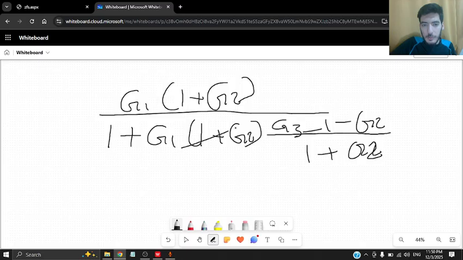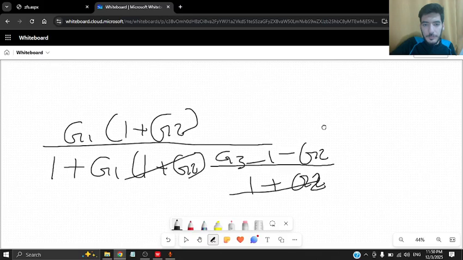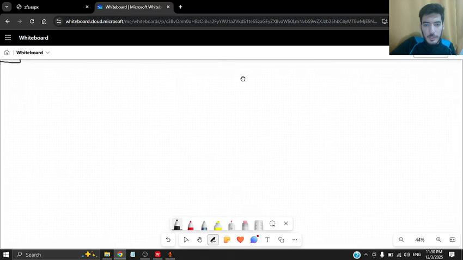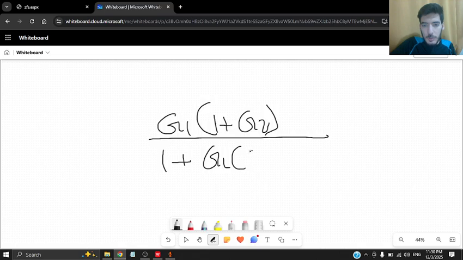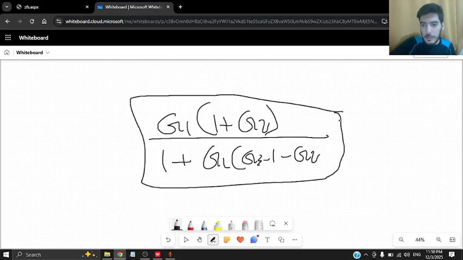Now for this 1 plus G2 here, they will cancel each other, and the final transfer function will be like this. G1 multiplied by 1 plus G2 divided by 1 plus G1 multiplied by G3 minus 1 minus G2. And this is the final solution for the first question.